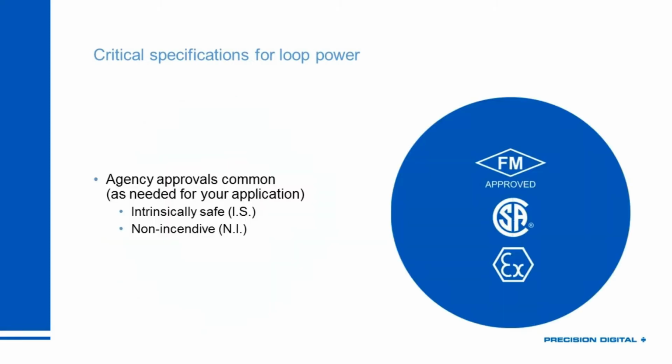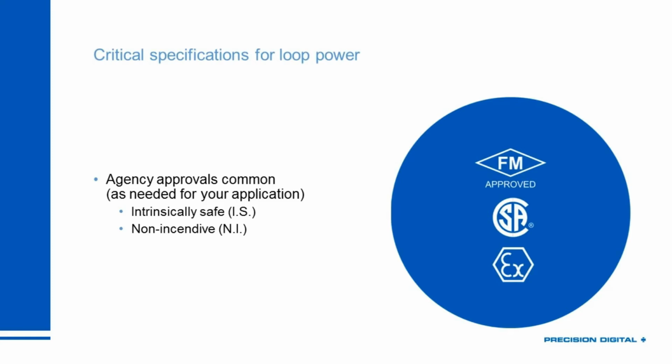Agency approvals. This one's actually a plus. As I mentioned earlier, because it's a loop-powered device, it's fairly easy to have those designs go and get approved for intrinsically safe or non-incendive approvals. And you can get those from any number of agencies. The ones we see most commonly are FM, CSA, and ATEX, though we also do IECEx, and other manufacturers provide equipment that are approved for a whole slew of different hazardous area approvals from around the world.